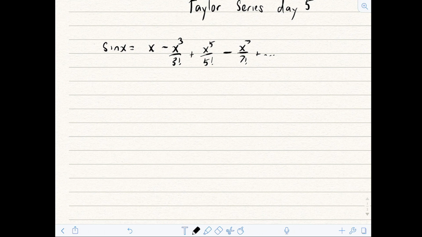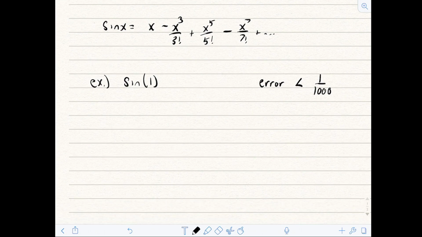So we're going to start off by trying to estimate the value of, let's say, sine of 1. Now to estimate the value of sine of 1, let's say that we want the error to be less than 1 over 1,000. So from the alternating series bound that we talked about before, we can use some of the things we're familiar with to figure those things out.